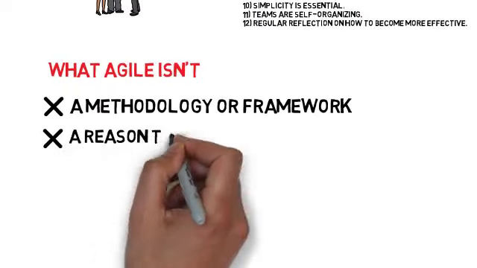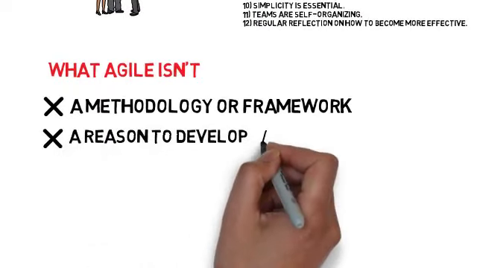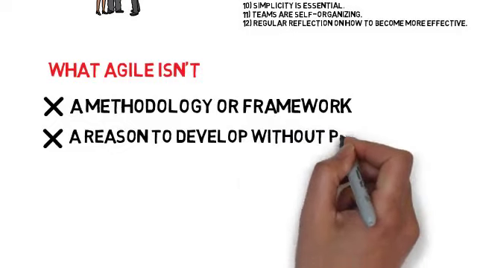Agile also isn't a reason to develop without proper planning. In fact, it is more of a reason to plan, as different types of Agile require you to know what will be developed and when. You need to start with high-level concepts before beginning an Agile project, and will need to revisit plans frequently to make sure everything is on track.